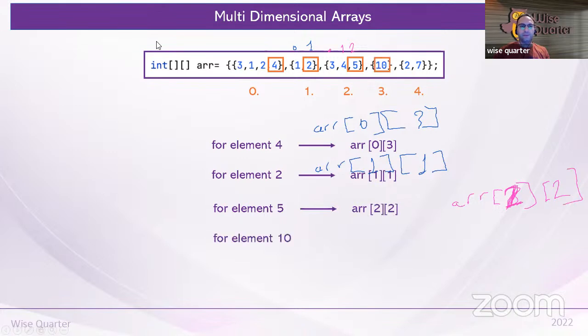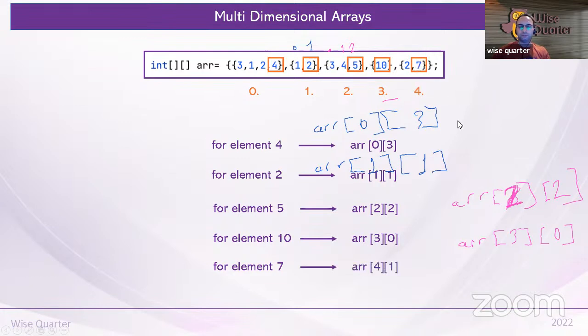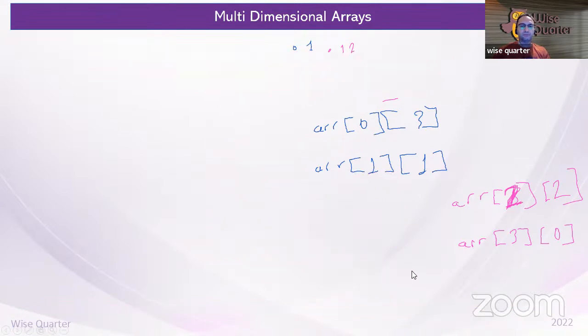What about the 10? Outer loop number is 3, array 3. It has only one element, so the second array index will be 0. 3 and 0. Oh, we have another one. This one is the fourth outer array, and the second element, so it will be 4, 1. Yes, it is.